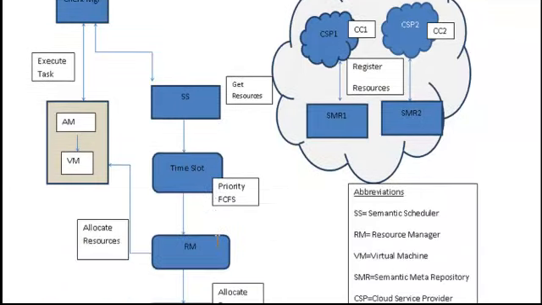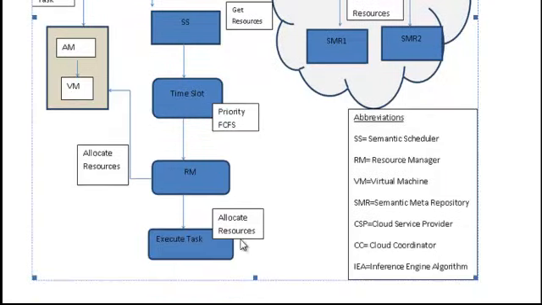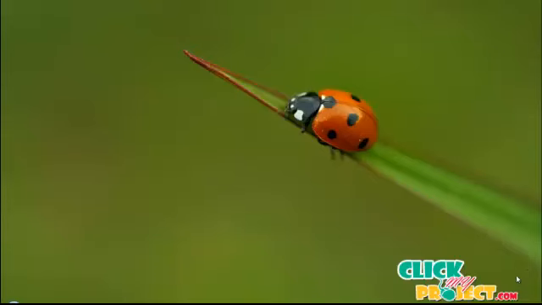The resource manager produces a virtual machine to perform the client's tasks based on the minimum resource allocation suggested by the semantic scheduler. After the execution of the tasks, the completion time of each task is calculated in each cloud and finally represented as a graph using the CloudSim toolkit. Here is the running procedure of our project.